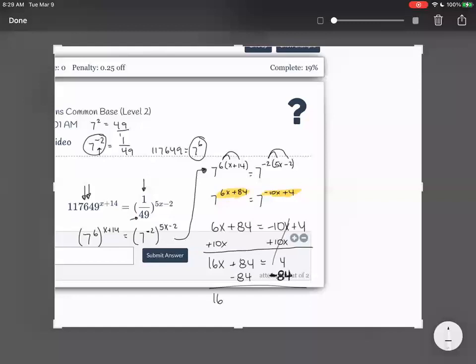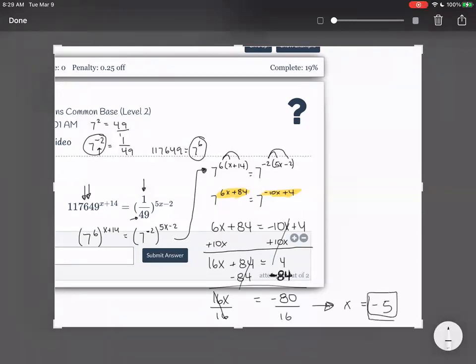And then we get 16x equals negative 80. That's where I got the 80 from. Sorry, my bad. And then we're going to divide by 16, divide by 16. I'm going to write it to the side because that's where I have space. And then I get, cancel out, x equals negative 80 divided by 16 is negative 5.